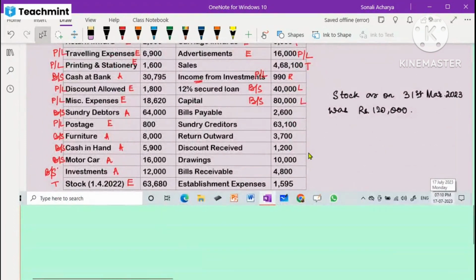Bills payable. This is also a liability item. It will be shown in the liability side of the balance sheet. Sundry creditors. It is also a liability. It will be shown in the balance sheet.